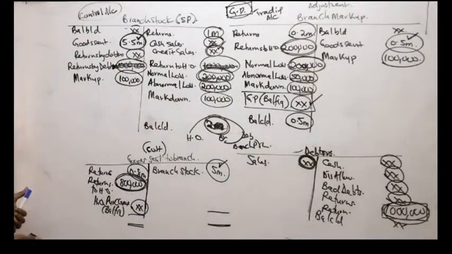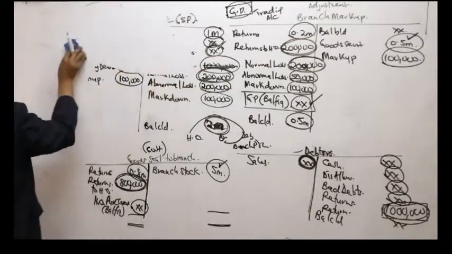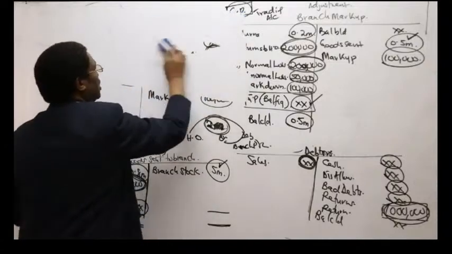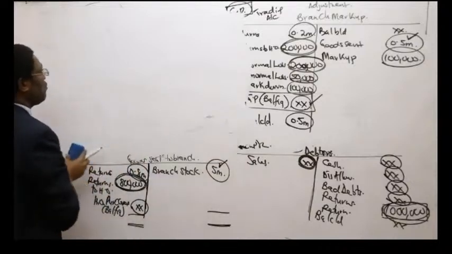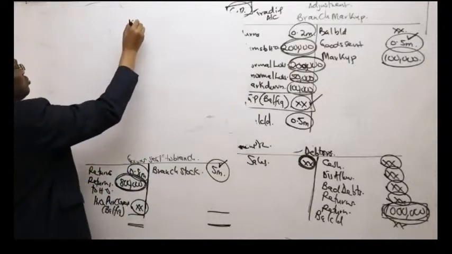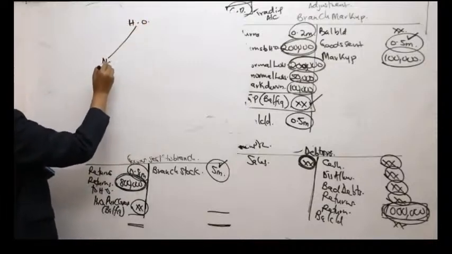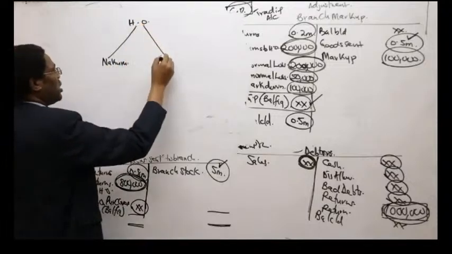Now, before we do an illustration for this, let me discuss one small thing. Then from there, we now do an illustration. Let us assume that as a head office, you have a branch in Nakuru. At the same time, you have another branch in Kisumu.